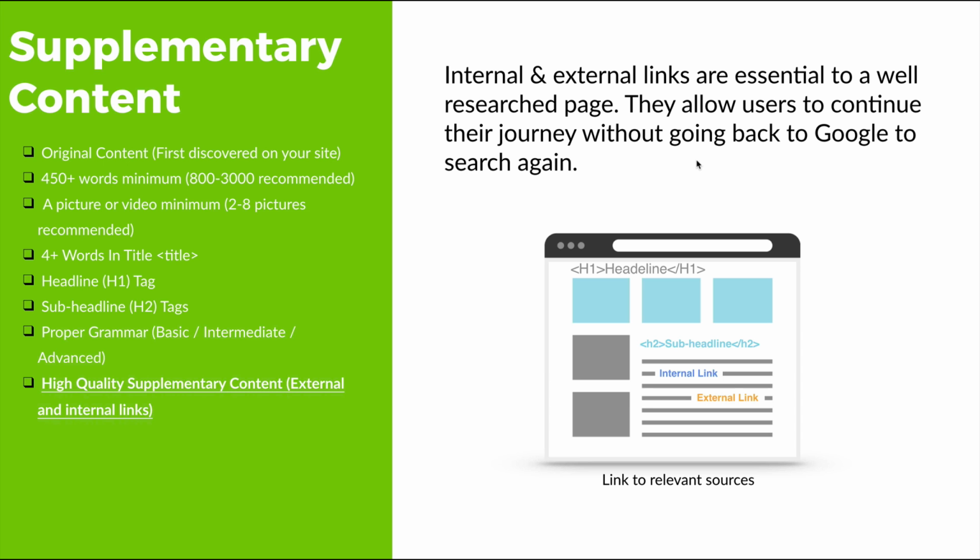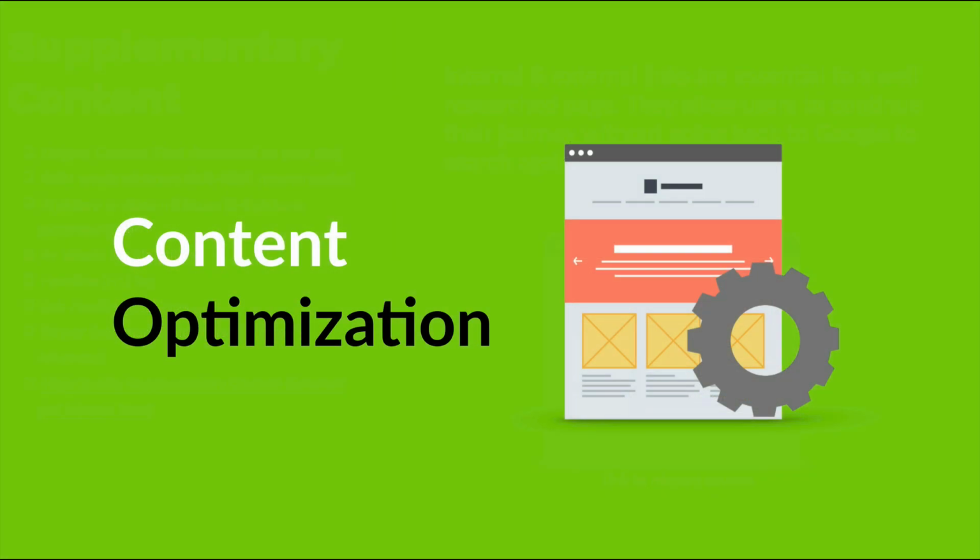So they get a bunch of really good information, but then if they want to keep on learning about the topic, they can do so without having to go back to Google. So in most of these steps, we're trying to prevent people from going back to Google from our website. So that is one check: you want to make sure you have links to relevant content within your article. Next, we're going to be talking about content optimization.